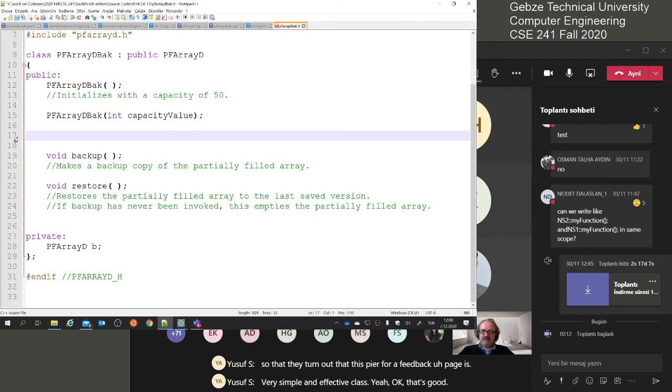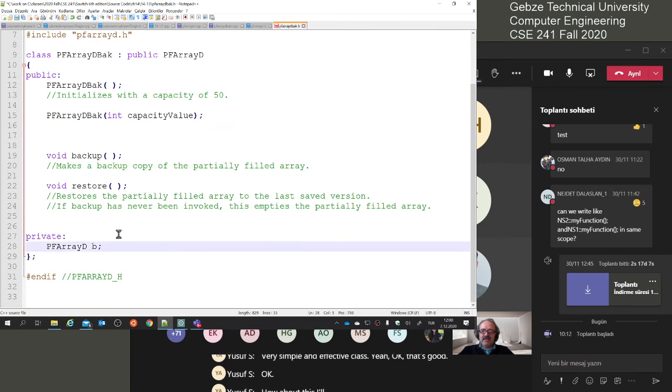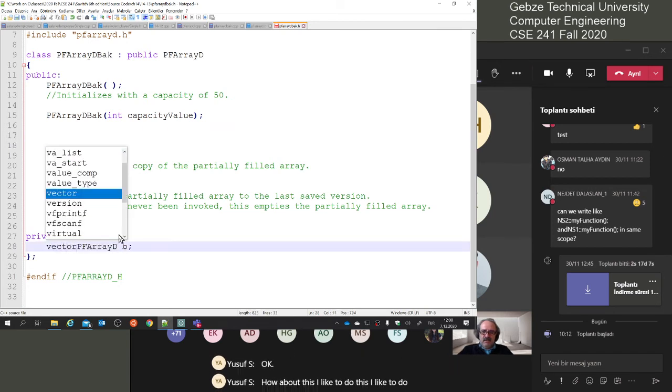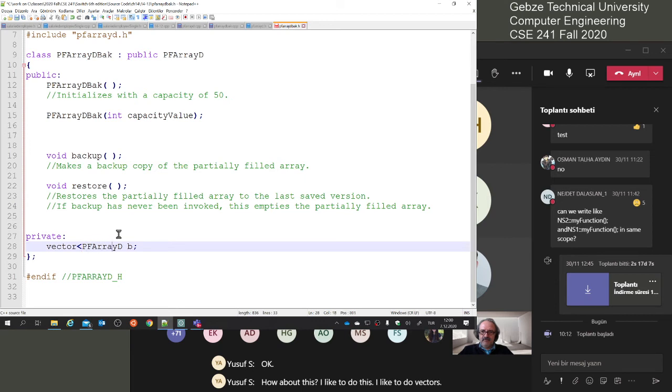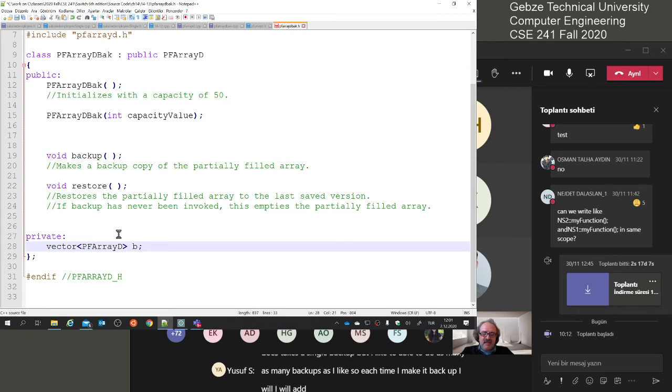How about this? I like to do vector. So I can do many backups as many times as I like, every time I say backup. Now the current implementation just takes a single backup, but I would like to be able to do as many backups as I like. So each time I make a backup, I will add a new element to this vector, right?